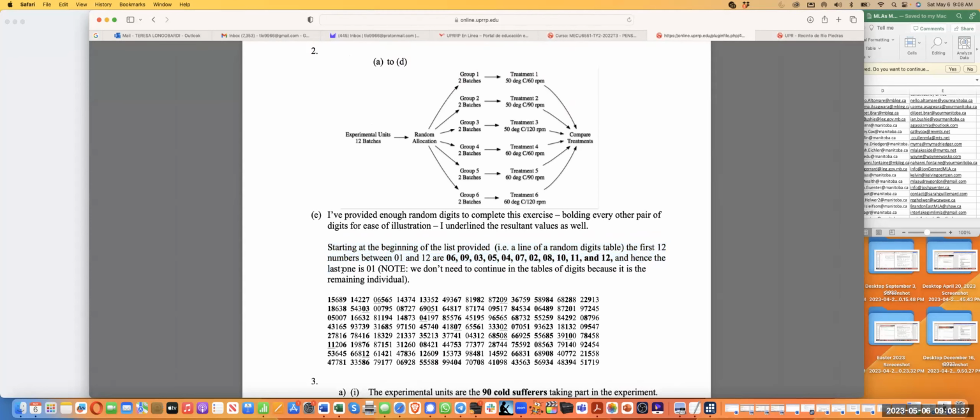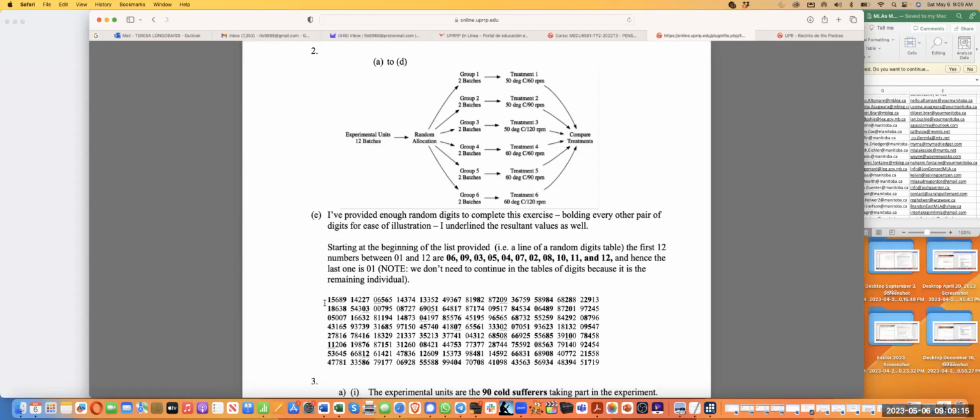Starting at the beginning of the list, the first 12 numbers between 01 and 12 are. It's just that it says 05, and I see a 07 before. So I was wondering if there's any particular rule for how you should be choosing the numbers, or if it doesn't really matter. Hold on a second, because I don't know what's going on here. It might be a typo. Starting at the beginning of the list, the first 12 numbers between 01 and 12 are.